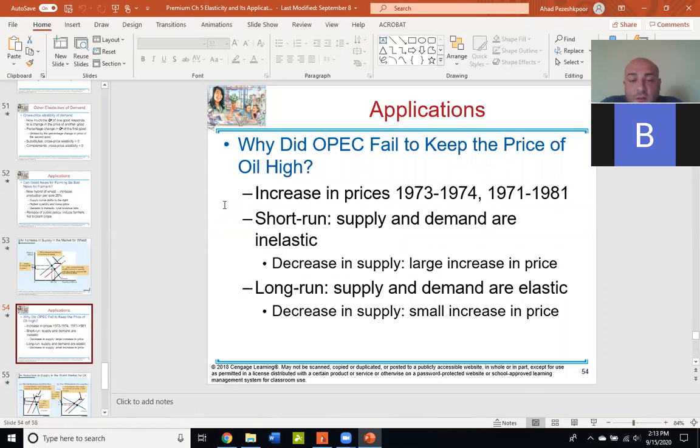Another application: why did OPEC fail to keep the price of oil high? When you have an increase in prices in the short term, there was a huge drop in supply of oil.